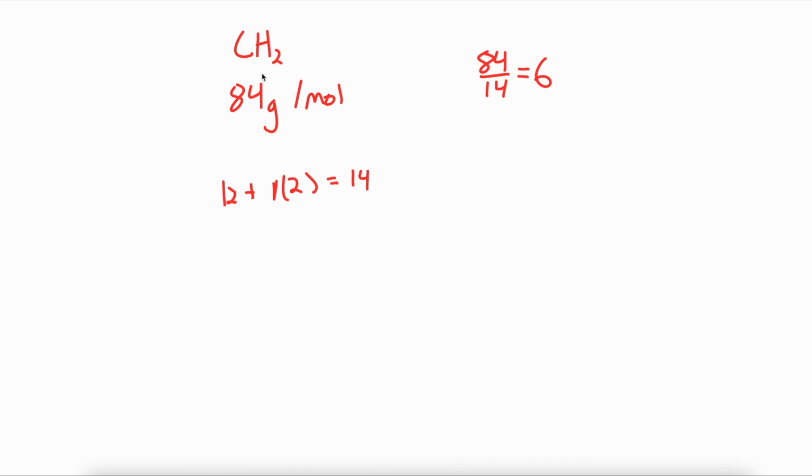So what we know is that we've reduced the molecular formula 6 times to get this empirical formula. So let's just take this and multiply it by 6 to get back to our molecular formula. Doing so would give us C6H12. And that right there is the molecular formula. Congrats! You now know how to solve molecular formula problems.